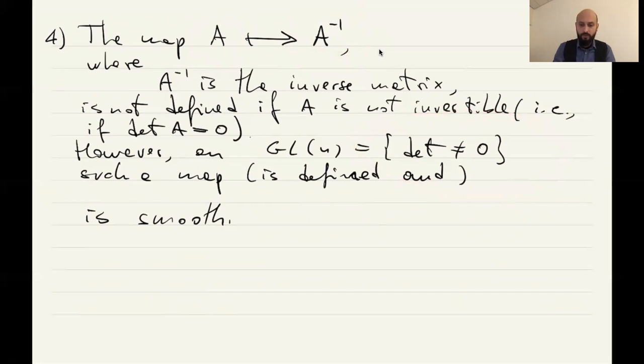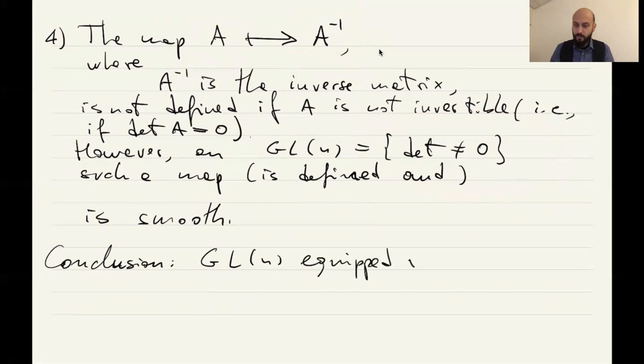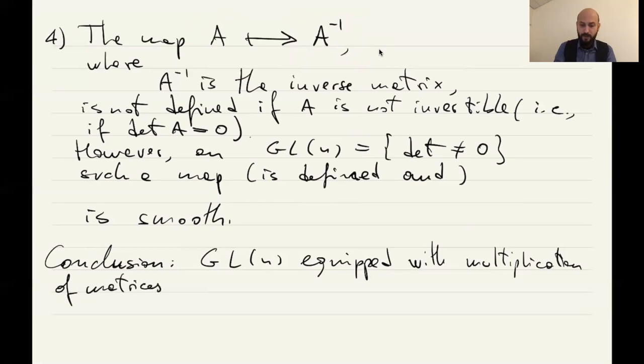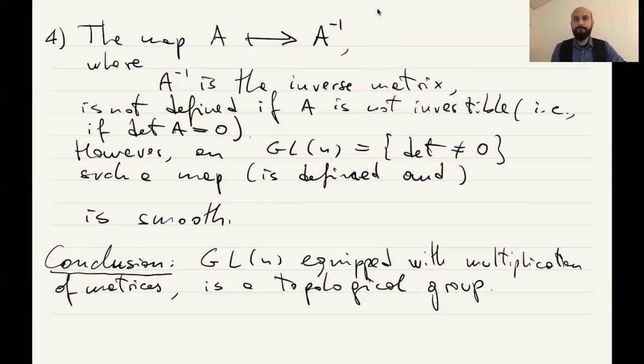So the conclusion of all this discussion: GL_n equipped with multiplication of matrices and the topology of matrices is a topological group. Good.